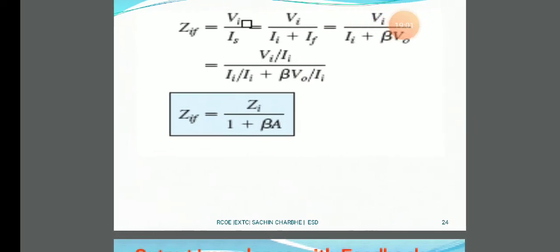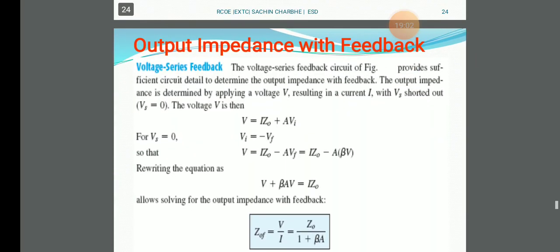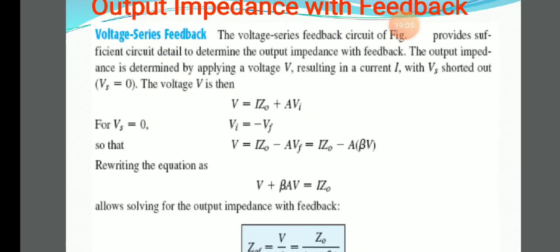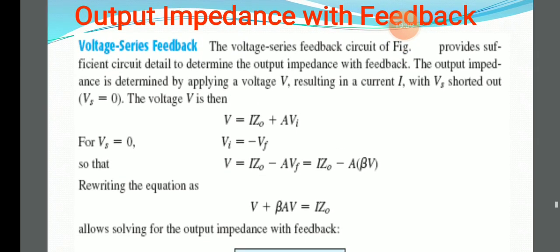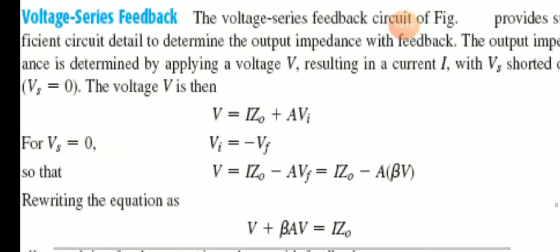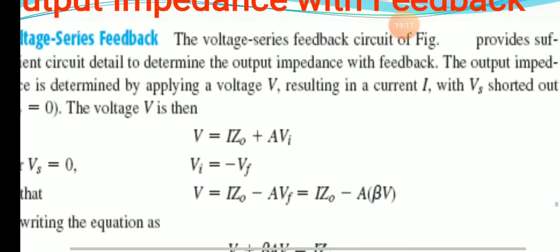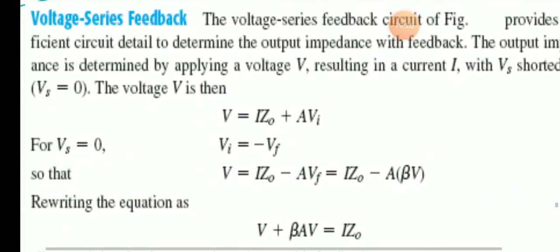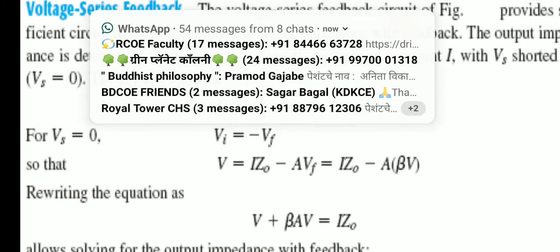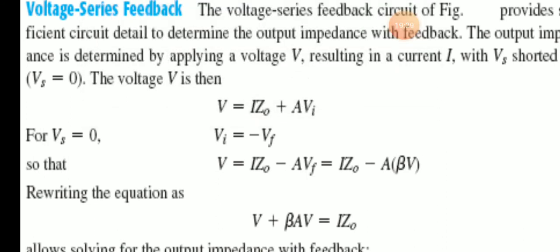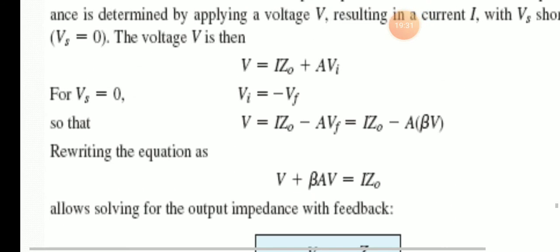So now the output impedance with feedback, voltage series feedback. The voltage series feedback circuit that we studied already in the figure provides sufficient circuit details to determine the output impedance with feedback. The output impedance is determined by applying the voltage V, so we will get the current, and with the source voltage shorted, Vs equals 0.